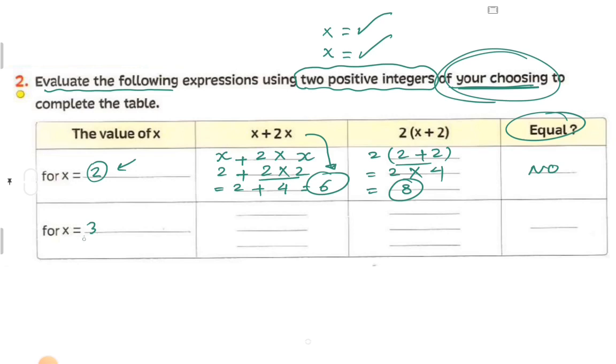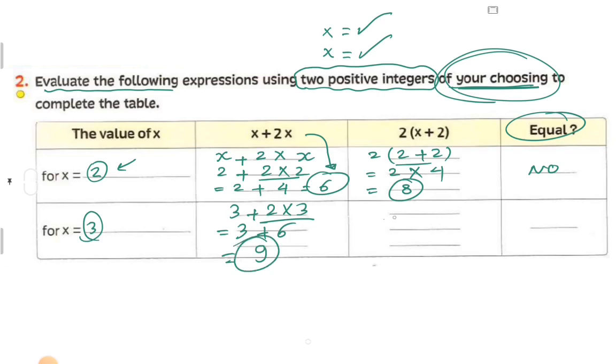Now, substitute x equal what? Equal 3. So remove x and put 3. First x equal 3 plus 2 by x, that means 2 by what? 2 by 3. Start with multiplication. 3 plus what? 2 by 3 equals 6. 3 plus 6 equal 9.